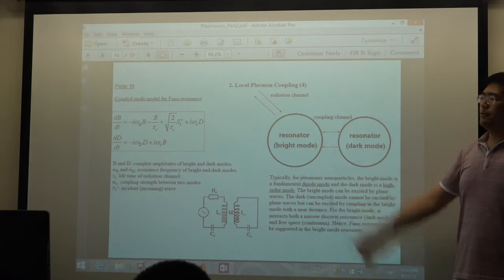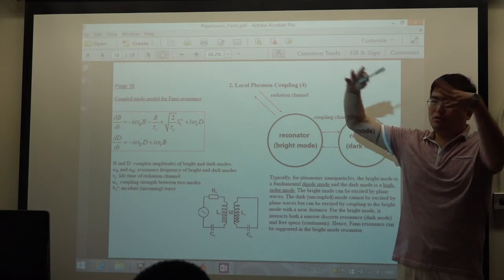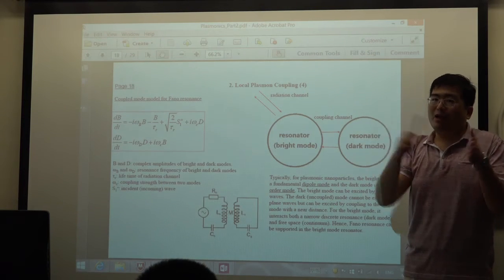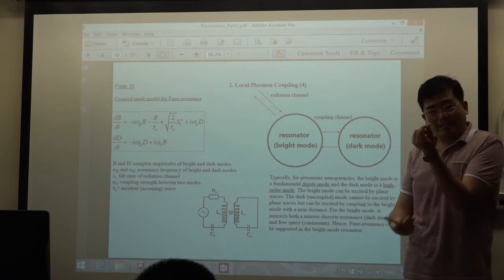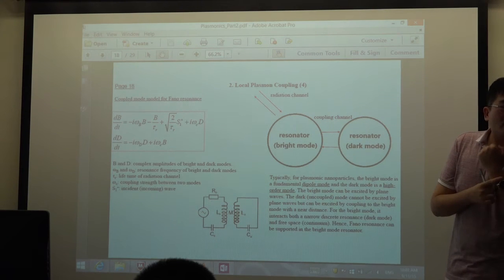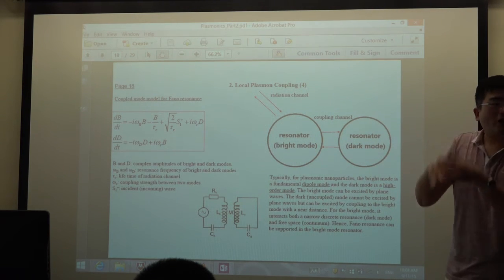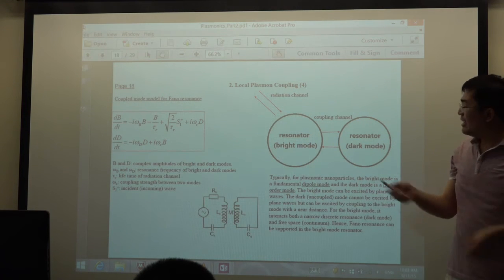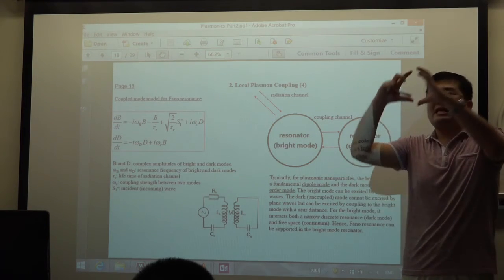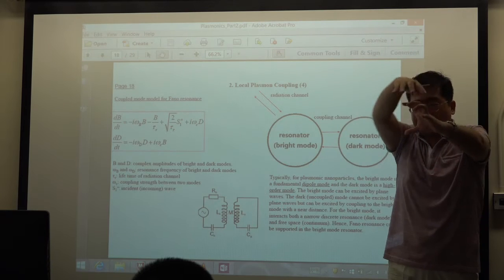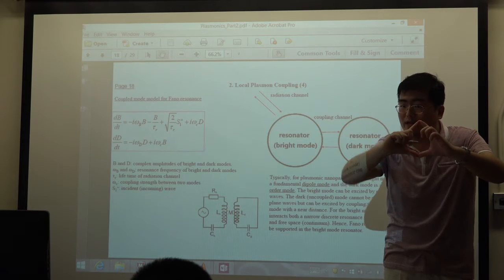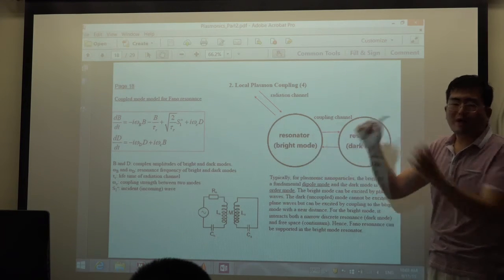Another mode we call the dark mode. Typically the bright mode has a broad bandwidth. Why? Because it couples to free space, so it has leaking loss or radiation loss. This dark mode cannot couple to free space. Maybe it's a quadrupole mode. I shine this plane wave, and it cannot excite a quadrupole mode. It's a high order mode, so it cannot be excited by a plane wave. But it can be excited by the bright mode when they are close to each other.